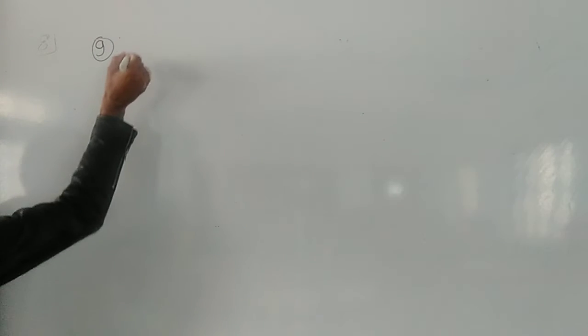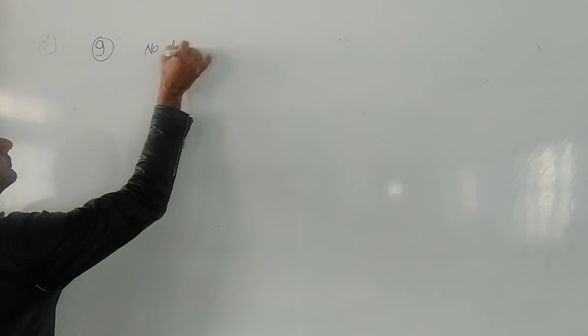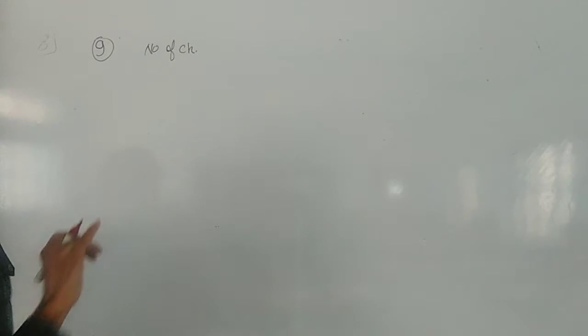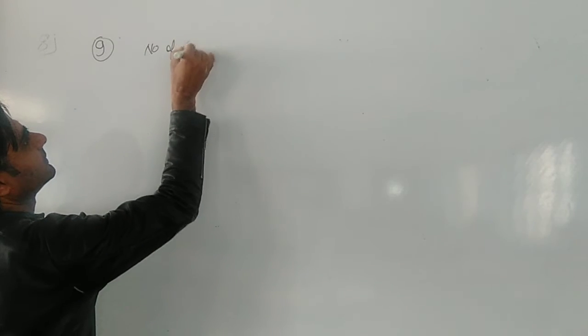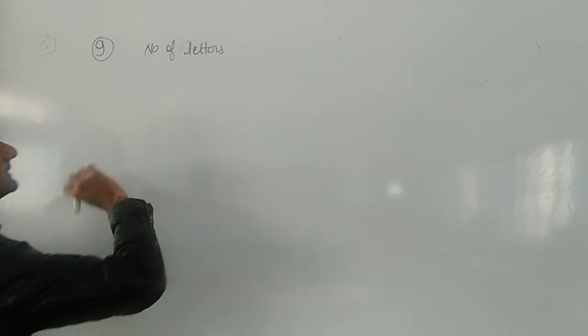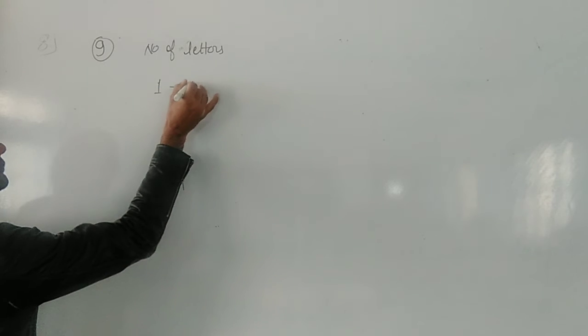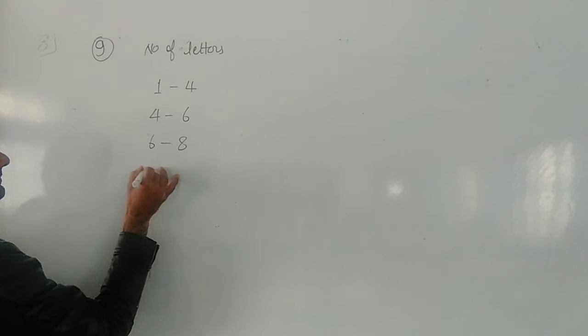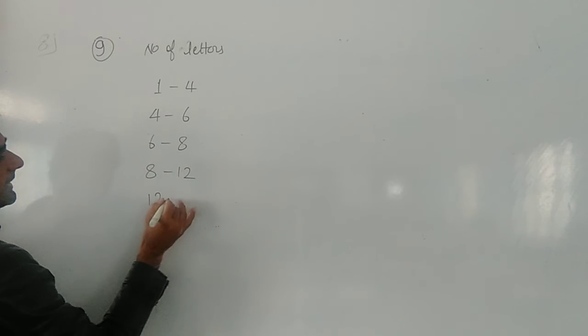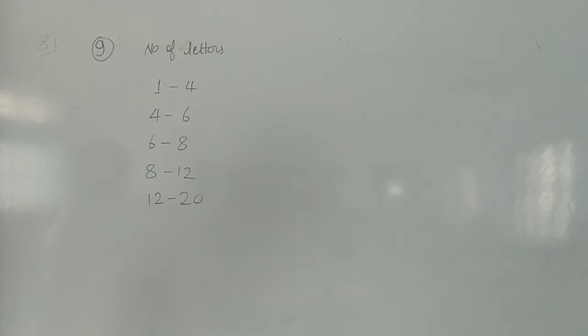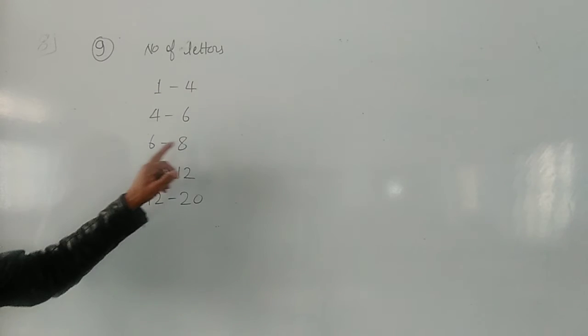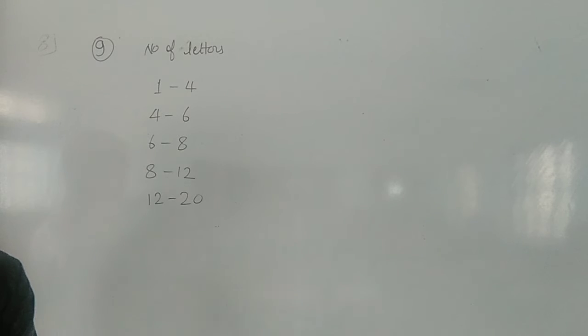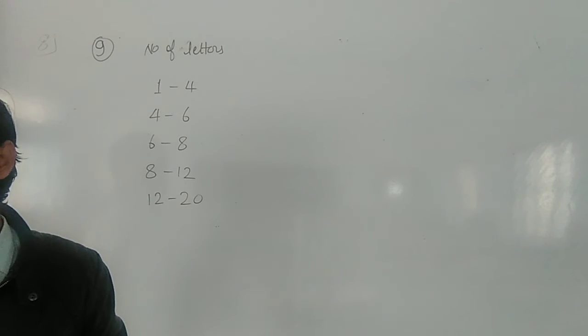Ninth one, given 1 to 4, number of children. Say the group, number of children. What is the children? Letters. Say group 1 to 4, 4 to 6, 6 to 8, 8 to 12, 12 to 20. Here also you can check whether all differences are the same or not. See 4, 4 to 6, 6 to 8, 8 to 12, 12. Here these are the same, so a histogram we can draw and this is continuous.